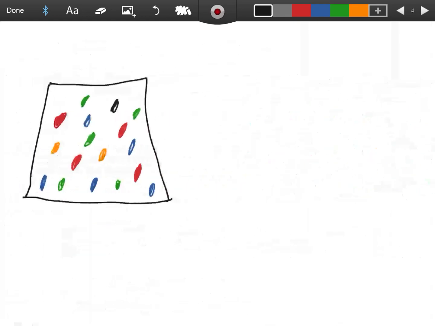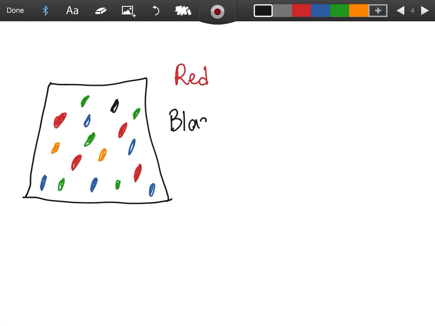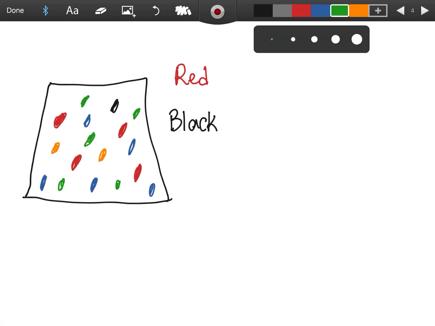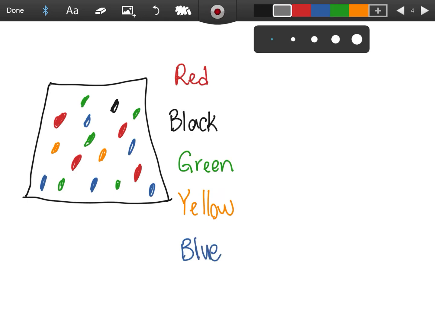Okay, and finally, we're going to pretend that these little weird squigglies are jelly beans. And so we're going to look at the possibility of getting a red jelly bean, a black one, my mom's favorite licorice, but not many people seem to like licorice, green, yellow, or blue.